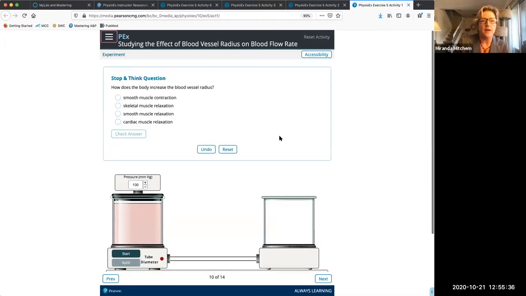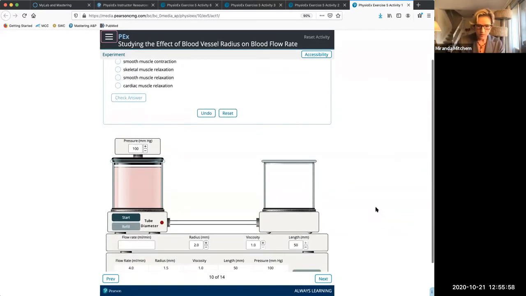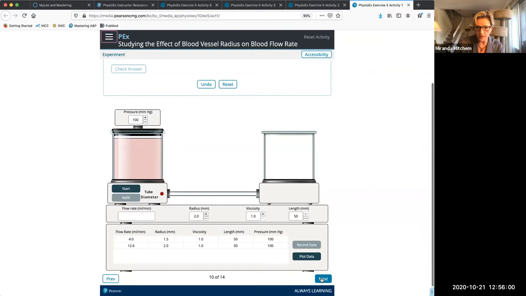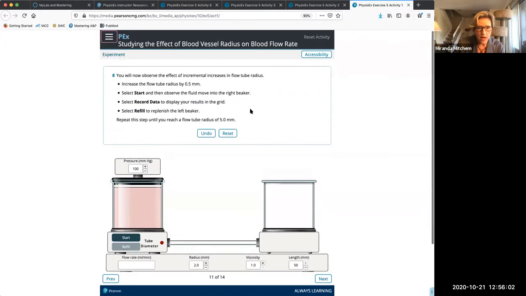All right, so how does the body increase blood vessel radius? That happens through the action of the smooth muscle that wraps around some of our blood vessels. Some of them have more than others. So if we are increasing the radius, that would be a relaxation of the muscle. Okay, let's see what the next instructions are. So now it's going to have us increase by 0.5 millimeters until we get up to 5.